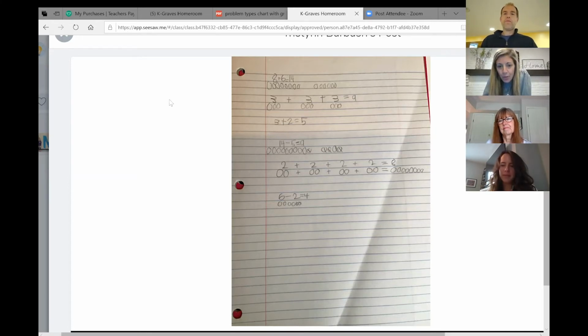And then oftentimes they'll record themselves too, saying how they solved the problem, so we get to hear what their mathematical thinking was. And then I had one other, let's see if I can get to it.